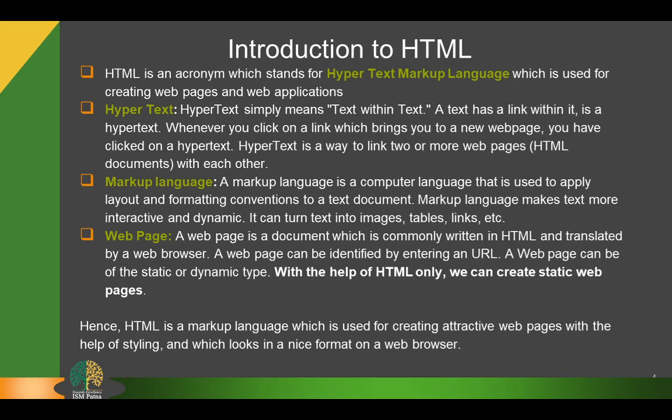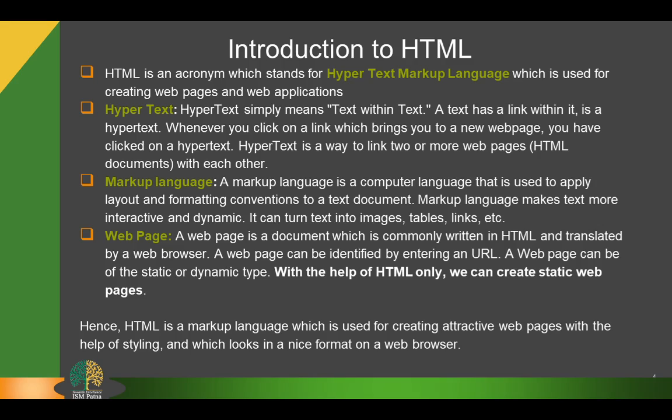The next term is web page. What is it? It is a document which is written in HTML and translated by a web browser. We can't open a web page without a web browser. A web page can be identified by entering a URL, and we can see the effect of the URL by moving from one page to another. Once we move from one page to another, the corresponding URL is reflected on the address bar of the web browser. A web page can be of the static type or dynamic type.